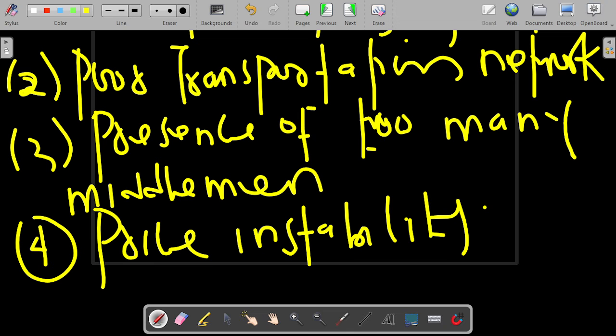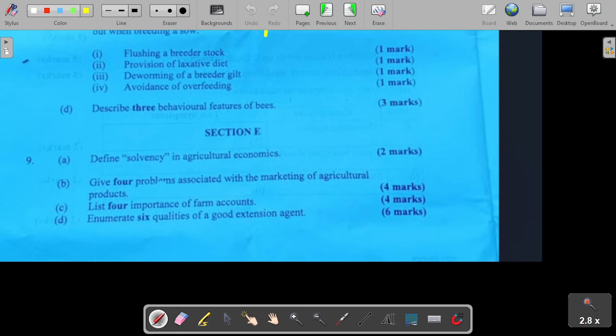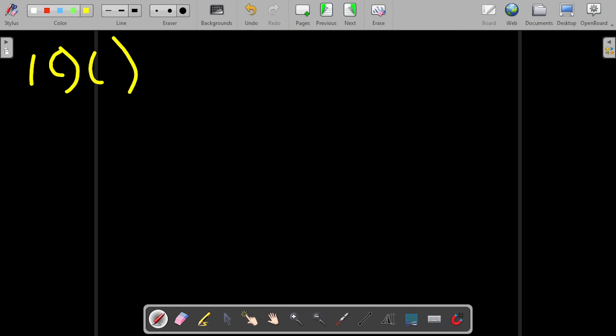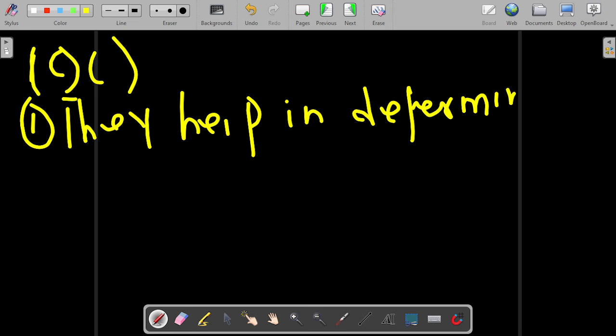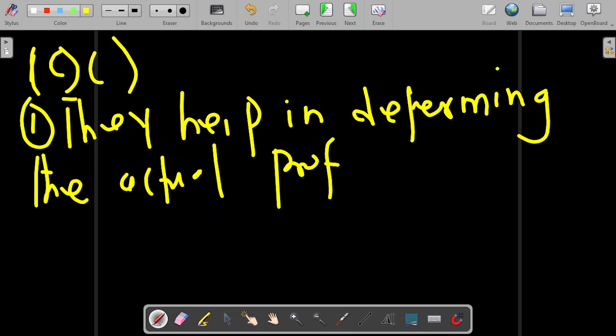Okay, I go to 9C. It says list four importance of farm records. 9C, importance of farm records. 1, they help in determining the actual profit or loss of the farm business.